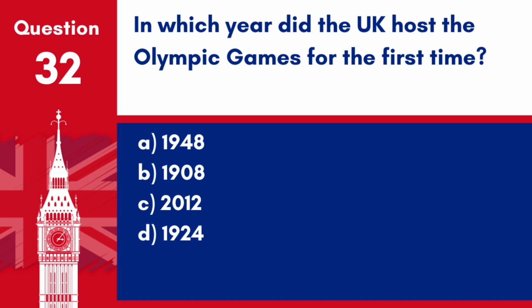Question 32. In which year did the UK host the Olympic Games for the first time? A. 1948. B. 1908. C. 2012. D. 1924. Answer B. 1908. The UK first hosted the Olympic Games in 1908 in London.